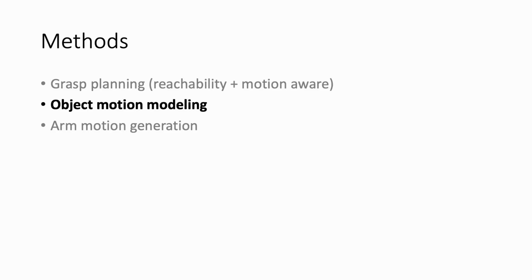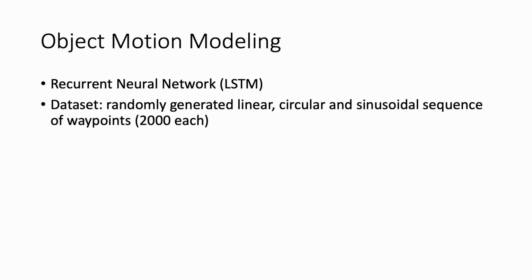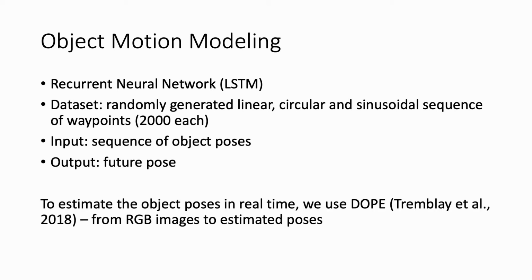We have discussed the grasp planning algorithm of our project. We'll now briefly talk about the object motion modeling component. We use a recurrent neural network, specifically an LSTM network, to model the motion of the target object. We create the dataset by randomly generating linear, circular, and sinusoidal sequences of waypoints, 2000 each. The input to our network is a sequence of object poses, and the output is a future pose. In the real robot experiments, we use DOPE to estimate object poses from RGB images in real time.